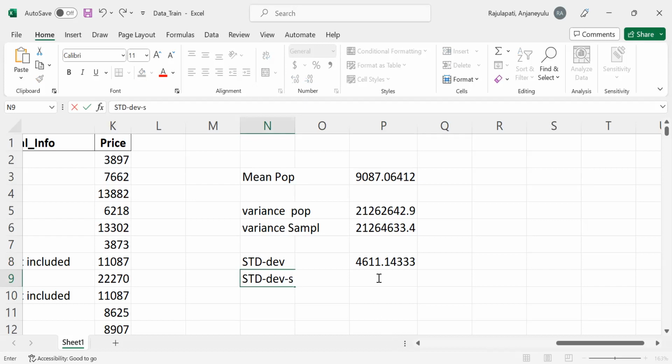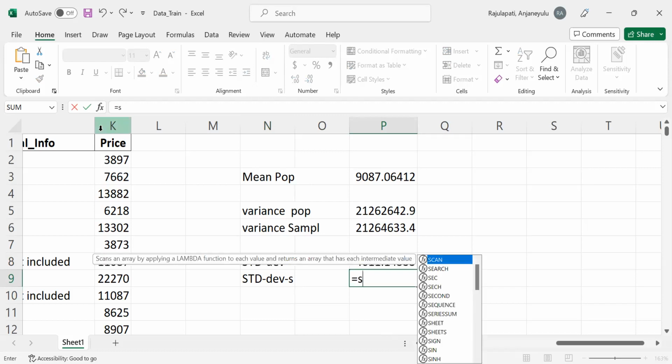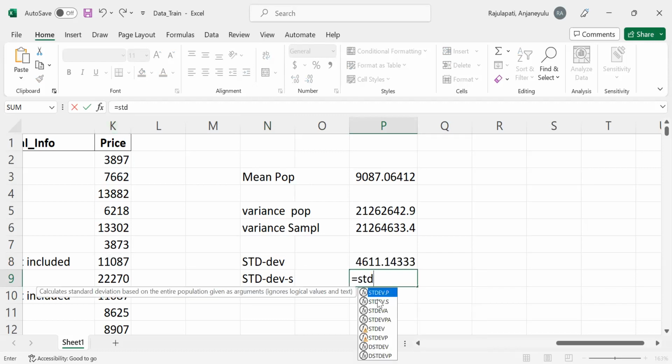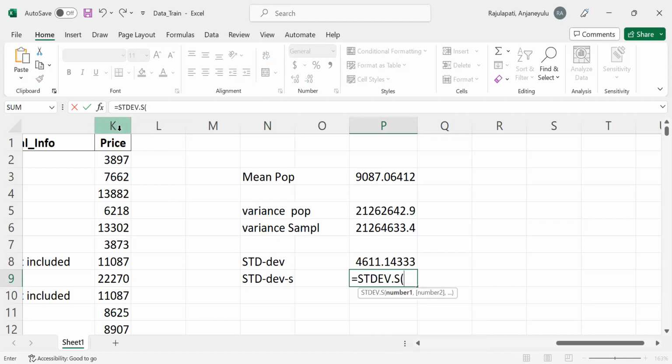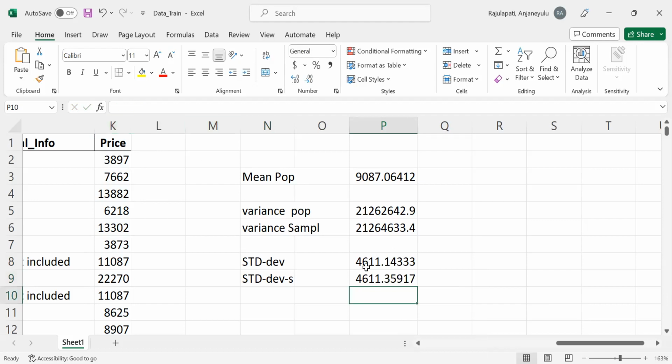Standard deviation of the sample. Let me go on finding that. Okay, almost the same. Any questions? Even whether you take the population or the sample, the parameters and statistical values show only a small variation, not too much.